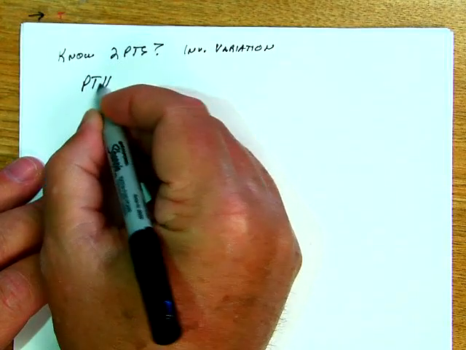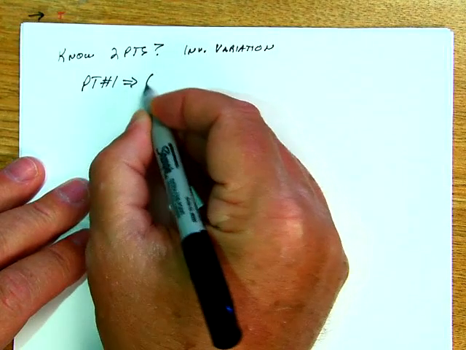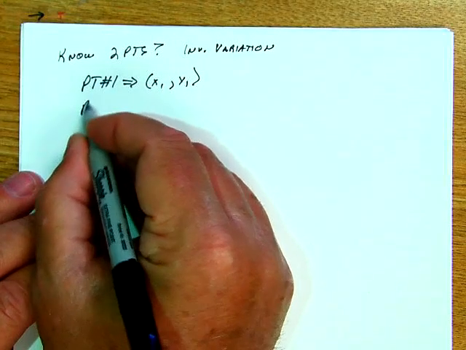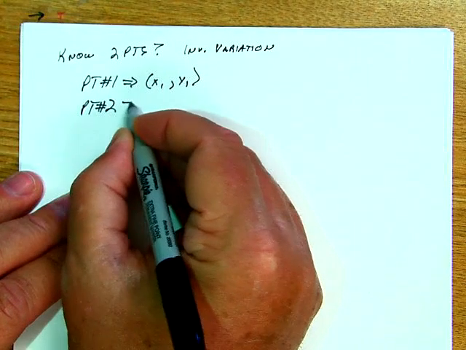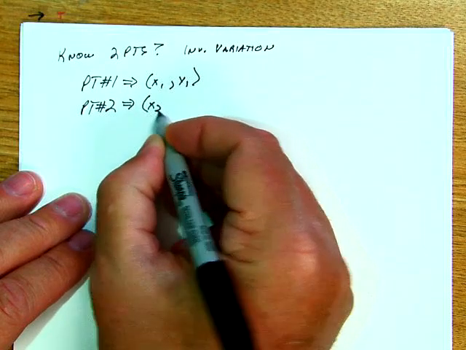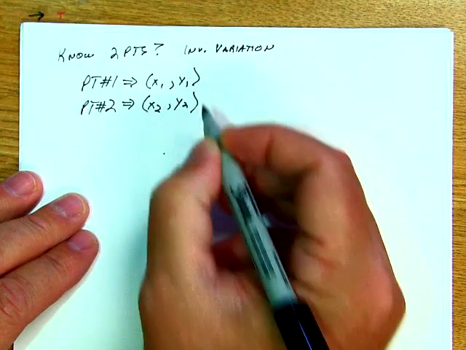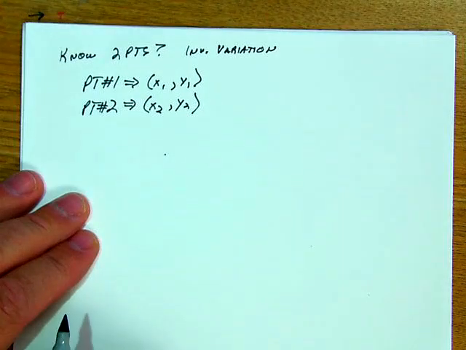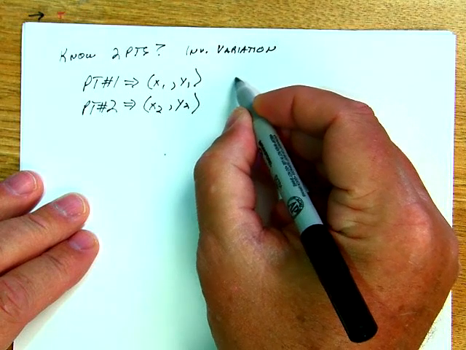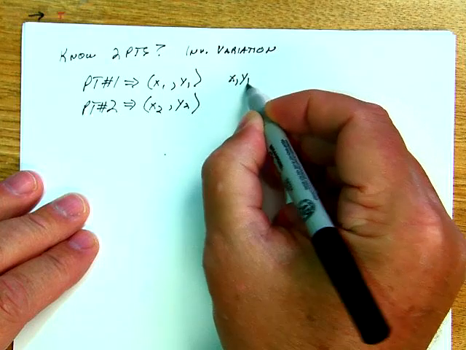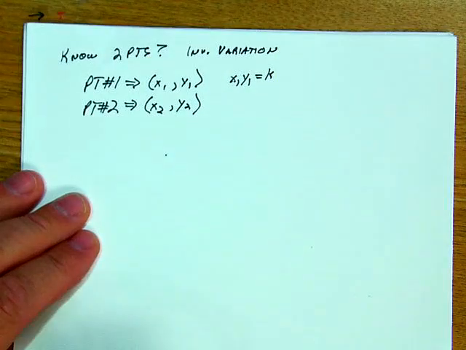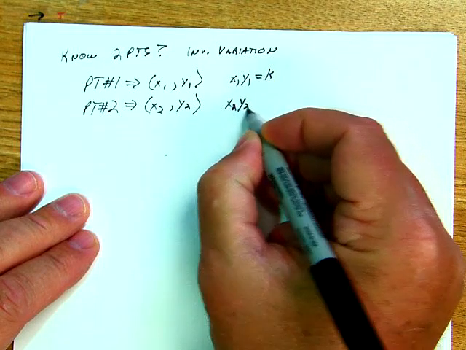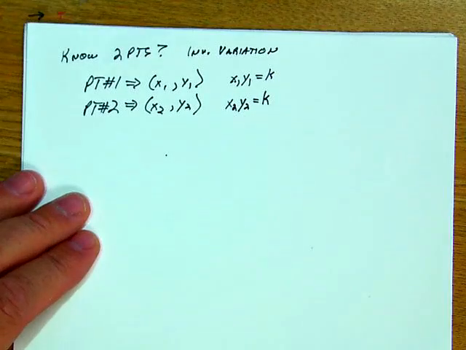I got point number 1, and let's call that x1, comma, y1. And I got point number 2. And obviously, let's call that x2, comma, y2. So there's my 2 points. I know they're both part of an inverse variation, and they both make it true. Okay, so I know that x1 times y1 is equal to that constant for this variation, k. I also know that x2 times y2 is equal to that same constant, k.